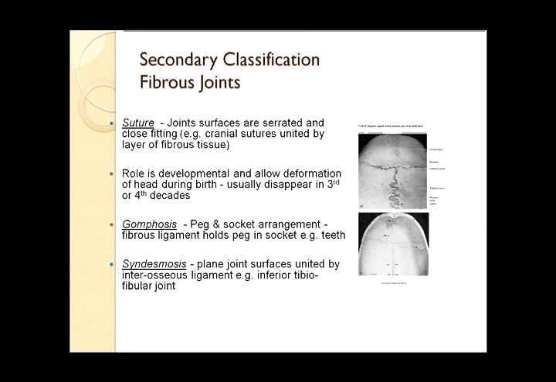The final joint is a syndesmosis joint, and the best example of a syndesmosis joint is the joint between the lower end of the tibia and fibula. These are plain joint surfaces, sometimes slightly roughened, united by an interosseous ligament, for example the inferior tibiofibular joint. Clinically, we get to see and treat plenty of syndesmosis injuries.